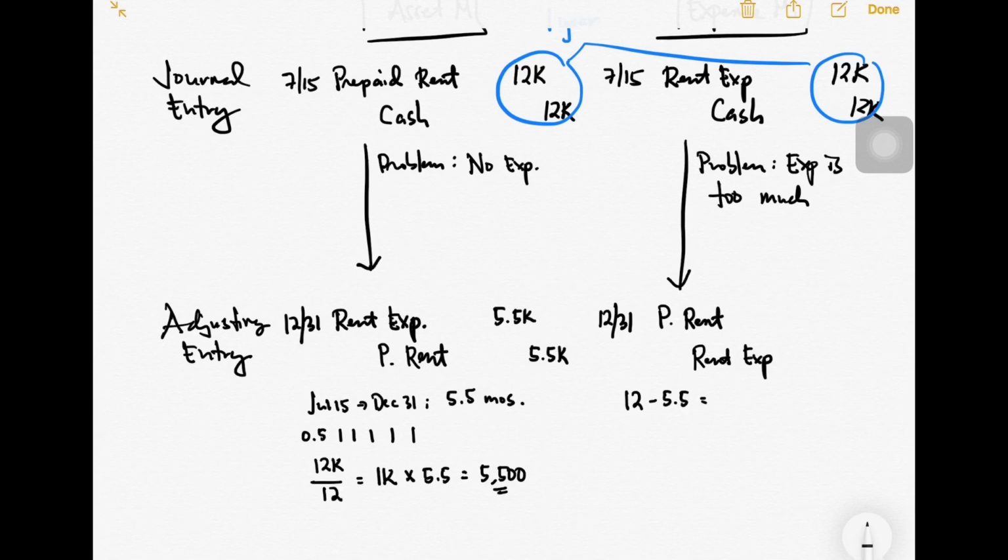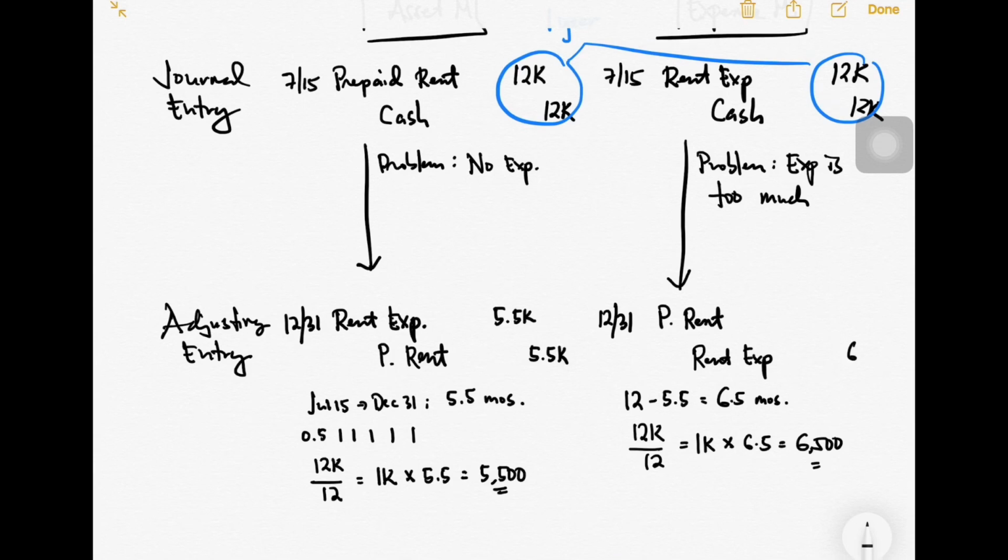So if we get the difference of these two, we will get the excess expense for the year, and that's 6.5 months. This is the number of months of expense that we need to deduct to our initial recording of rent expense, such that our rent expense for the year would just be for 5.5 months. To compute, we get our total amount, 12K, divided by 12. So 1K times 6.5 months to get the excess expense for the year, 6,500.